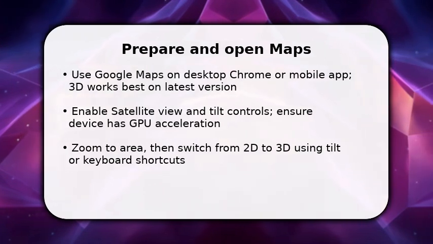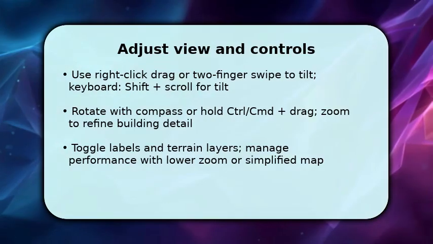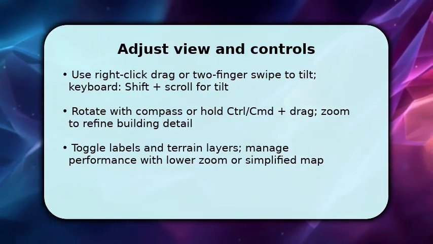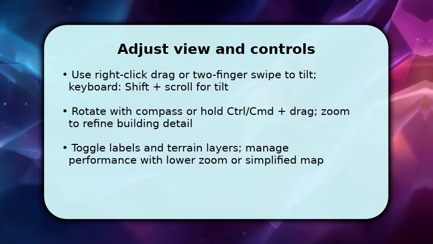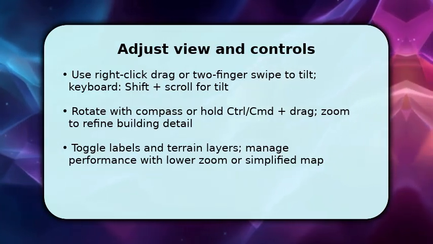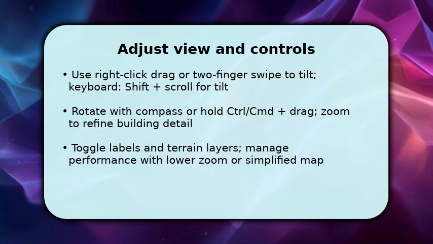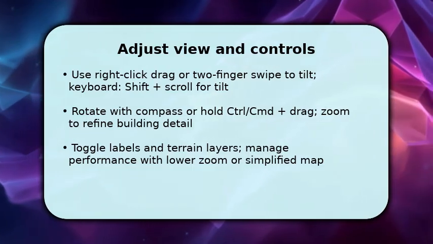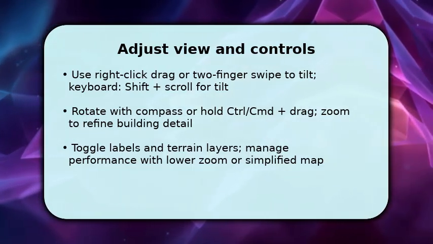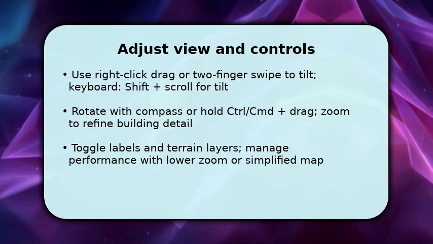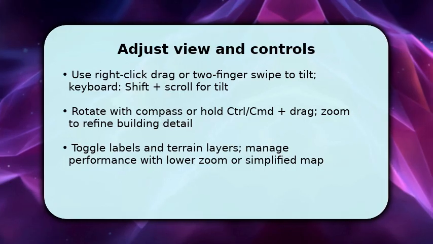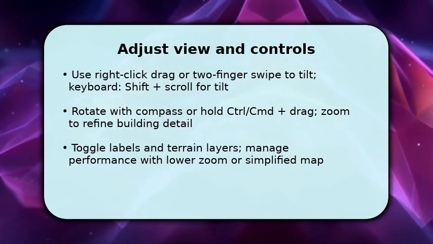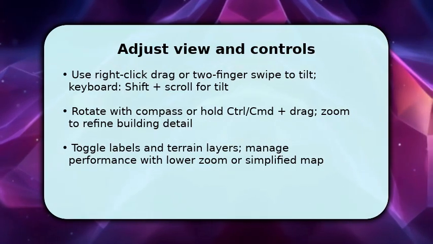You now refine the 3D scene for clarity and detail. Tilt using right-click drag or a two-finger swipe, and rotate the scene with the on-screen compass or by holding Ctrl or CMD while dragging. This aligns landmarks to your intended viewpoint. Zoom closer to reveal building geometry and shadows. Zoom out to see terrain and larger context. Make sure to toggle labels and terrain layers so critical information isn't obscured. If performance lags, reduce zoom or disable layers.